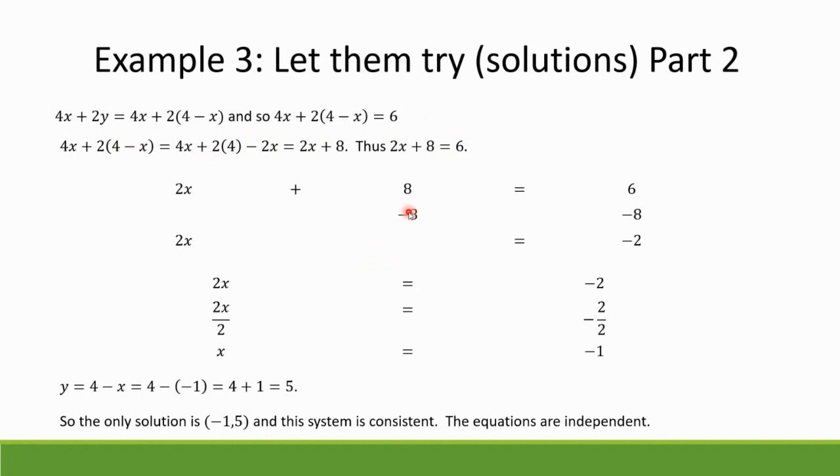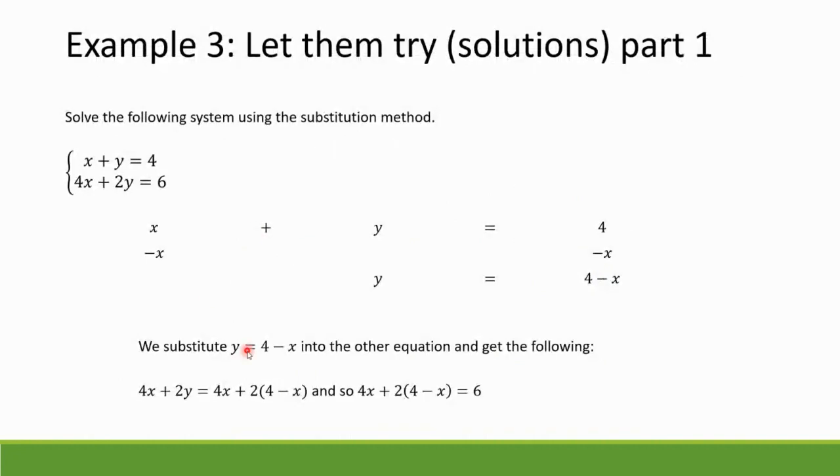So we get 2x plus 8 is 6. Let's subtract 8 from each side. Doing so, we get 2x equals negative 2. But we don't want 2x, we want x. So we divide to get x equals negative 1. So we know what x is. What about y? Remember, y is 4 minus x. If we know x, we can figure out y.